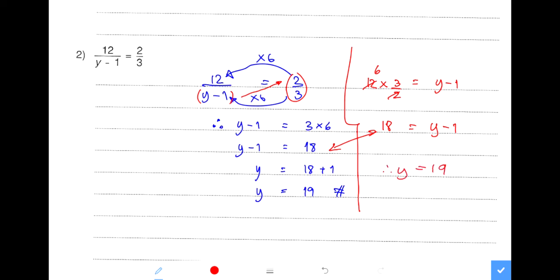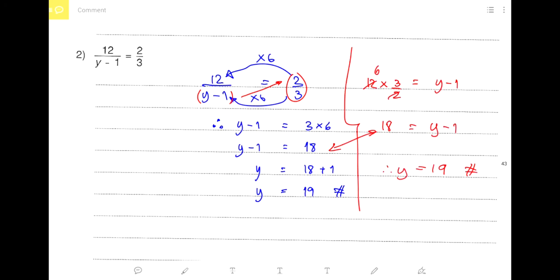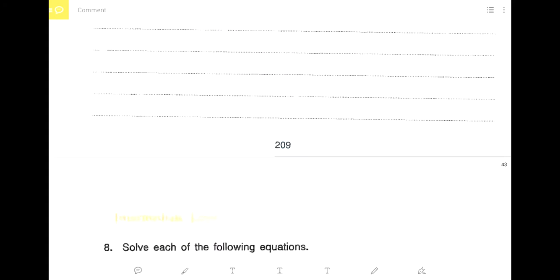So there are many techniques. You can just observe like this, or if you like changing sides, you can just do like this. So it's all up to you. They have the same answers. Because in math, we may have different ways of doing it, but at the end we are going to have the same answer. So no problem. You can always do it.